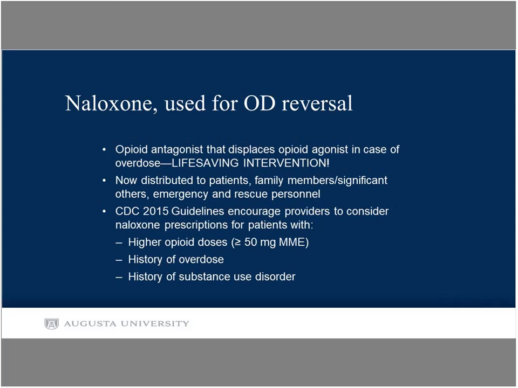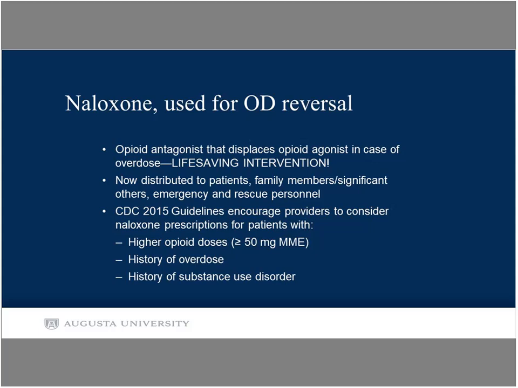As I mentioned, naloxone is an overdose reversal medication. It's an opioid antagonist that displaces the opioid agonist in case of an overdose. It's now distributed to patients and family members and significant others, as well as emergency and rescue personnel. The CDC guidelines encourage providers to consider naloxone prescriptions for patients with higher opioid doses or a history of overdose or a history of a substance use disorder.